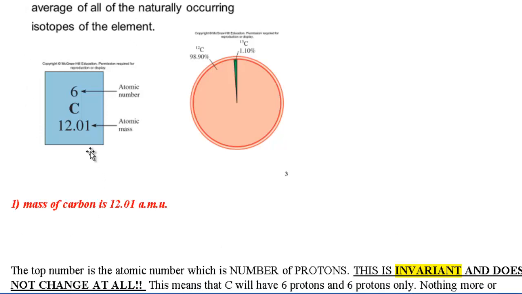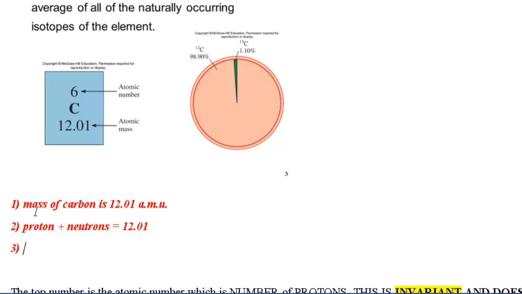The second definition of this bottom number is the mass number, which basically is the number of protons and neutrons. So for carbon, the number of protons plus the number of neutrons equals 12.01. This is also known as the mass number. And the third equivalency for this bottom number is the number of grams per mole. So 1 mole of carbon equals 12.01 grams.